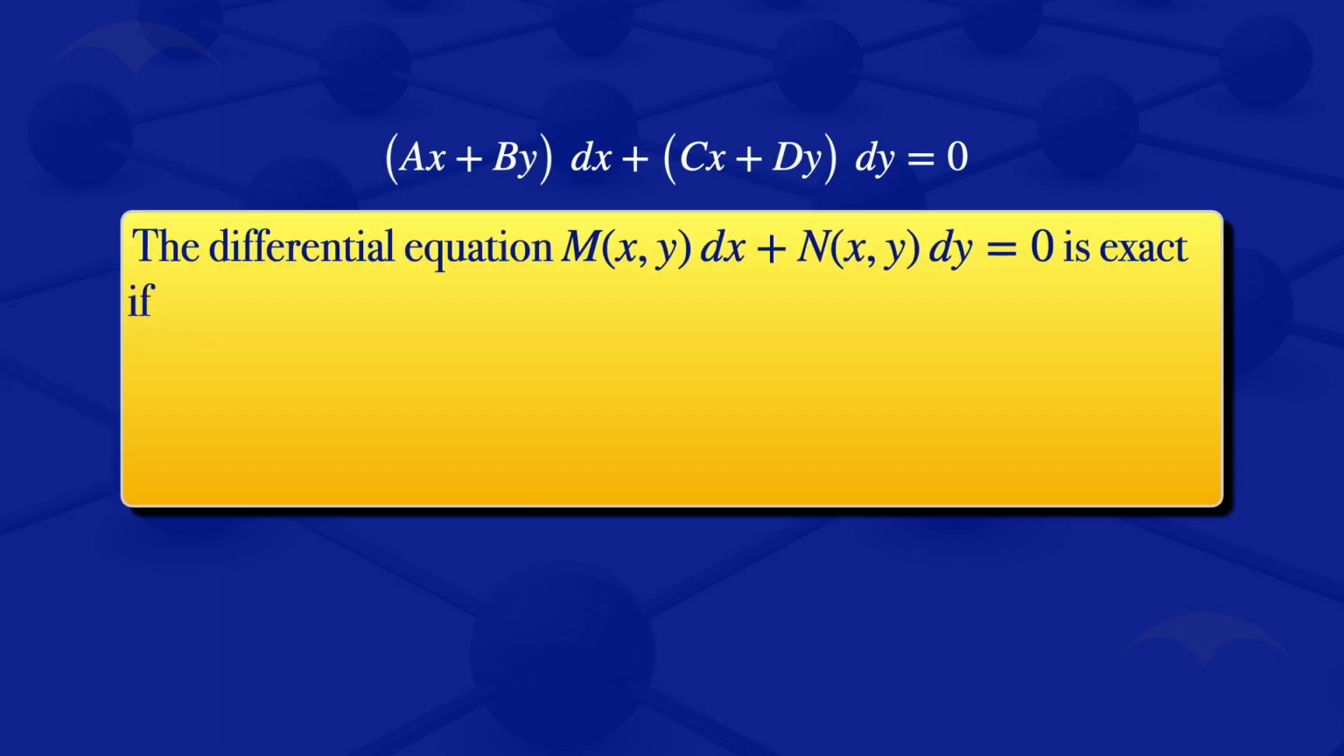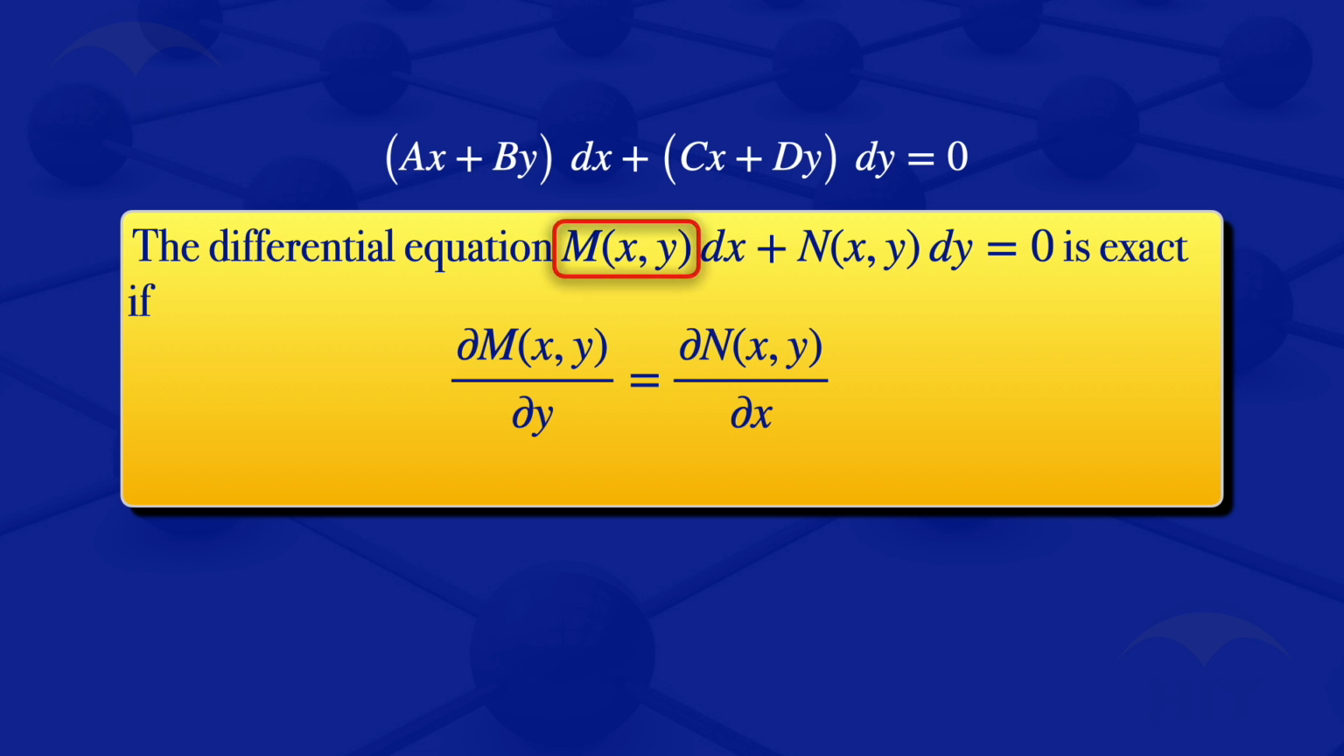A differential equation M(x,y) dx + N(x,y) dy = 0 is exact if the partial derivative of M with respect to y is equal to the partial derivative of N with respect to x. So if I look at the coefficient of dx here, we have M(x,y). The coefficient of dx in the given equation is ax + by. So by comparison, we see that M(x,y) = ax + by.